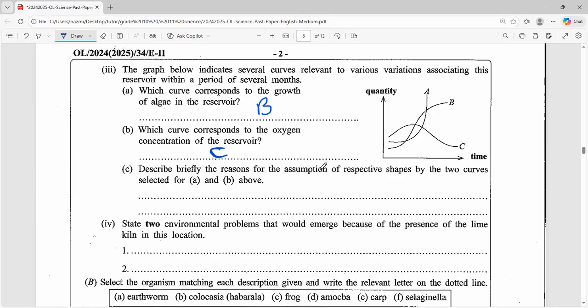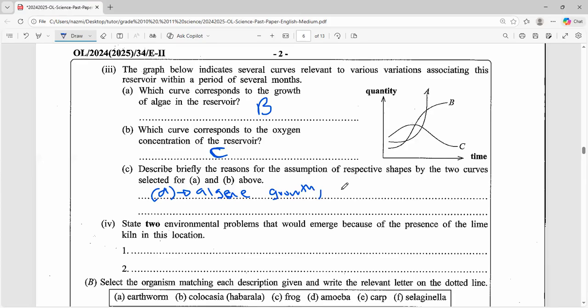Describe briefly the reasons for the assumption of respective shapes by the two curves selected for A and B. So why did you select that? Now for A1, why did you select the curve B? Because the growth rate is increasing. Yeah, increase, and now A and B are both showing increase, but still you choose B. What is the main reason? One is algae growth increases, yeah. But after that, what happened? Due to the competition, many of the algae die. So that's it, can you see the curve B is increasing and stopping.